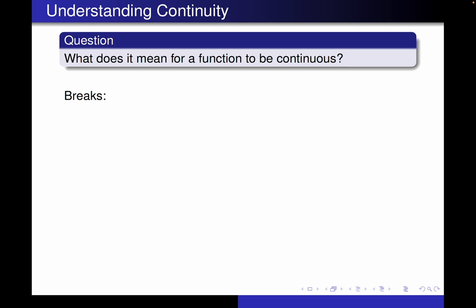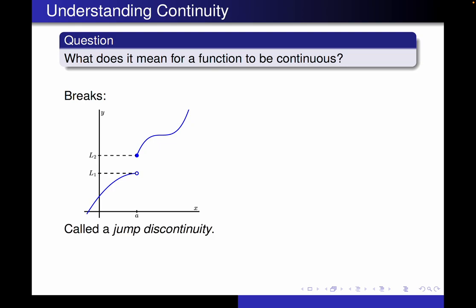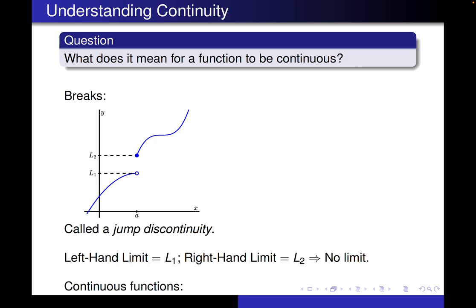So if we're talking about breaks, here's the situation we're looking at. We have the graph coming up to L1, but not quite getting there on the left, immediately jumping up to L2 on the right, and then continuing on. This is called a jump discontinuity. And what we have is a left-hand limit L1, a right-hand limit L2, but those two numbers are not the same, so the limit does not exist. So the lesson from this example is that if we want a continuous function, we need the limit to exist at the points where it's continuous.